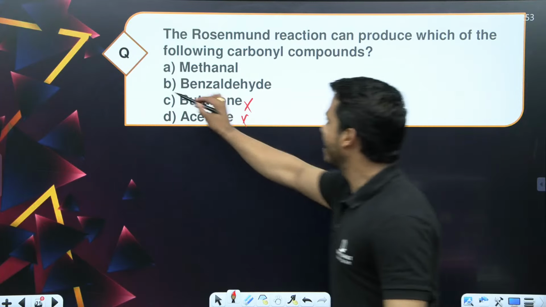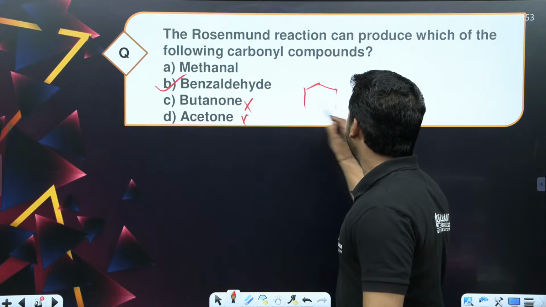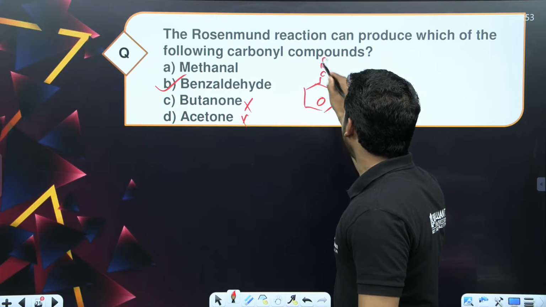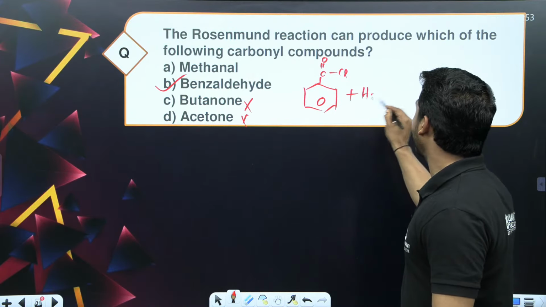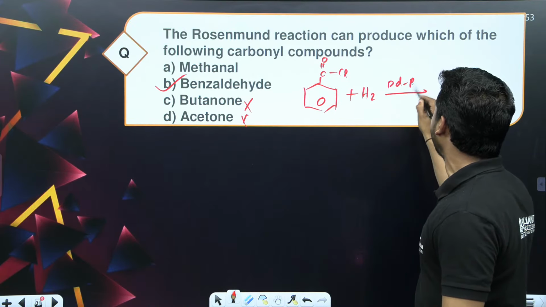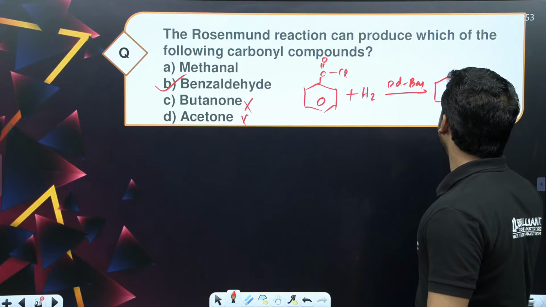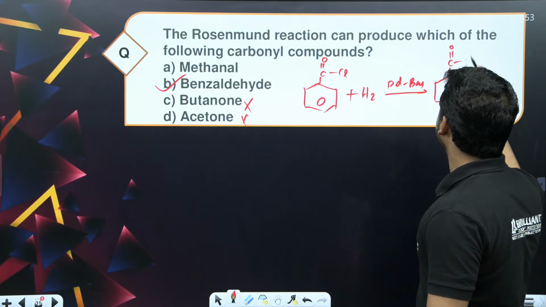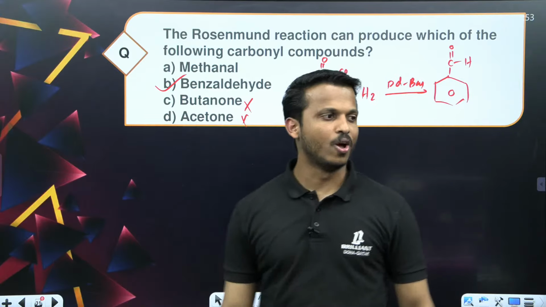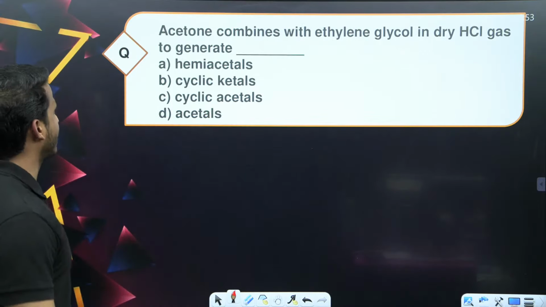Benzaldehyde, right? You studied benzoyl chloride. Benzoyl chloride, when reacted with hydrogen, palladium, barium sulfate and so on, gives what? Benzaldehyde, C6H5CHO, right? This is the Rosenmund reduction. Option B, yes my dear, that's the correct answer.